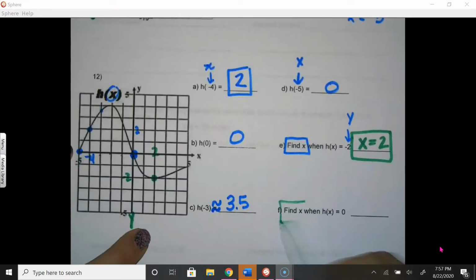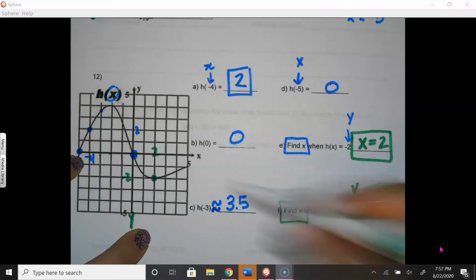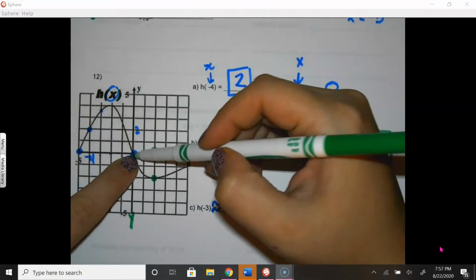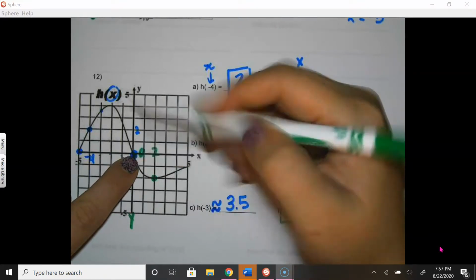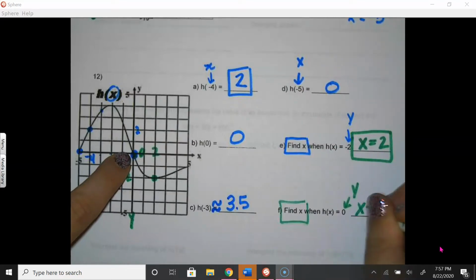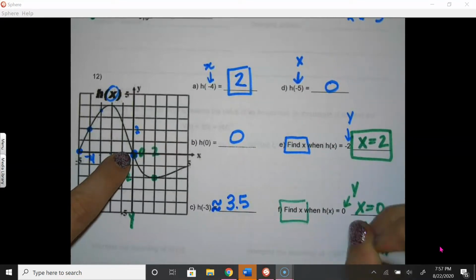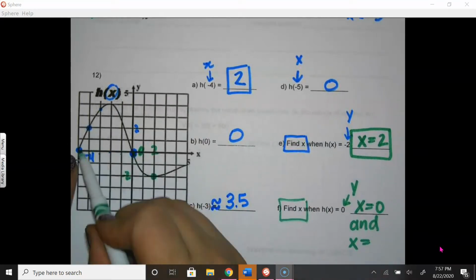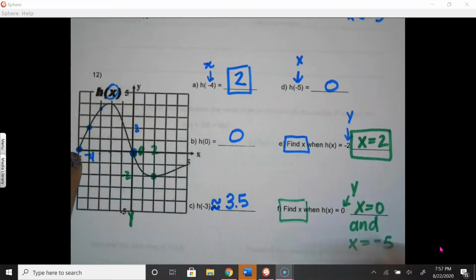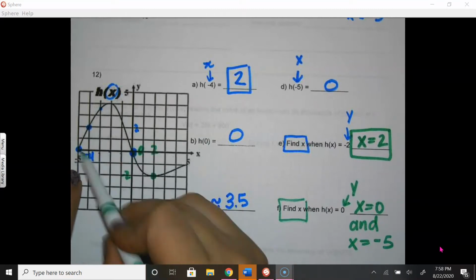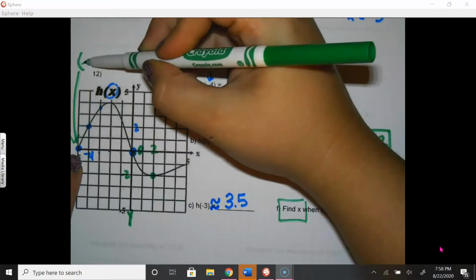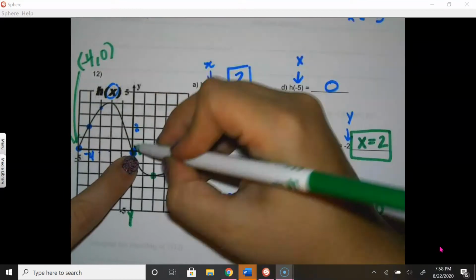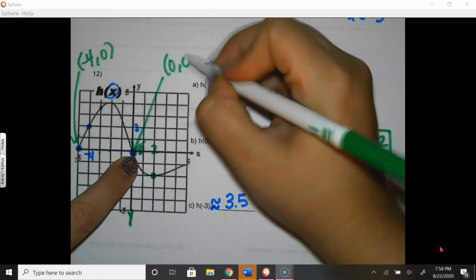Okay, then we're asked again to find x. So if we're finding x, this number has to be y. So I'm going to go to the y-axis. I'm going to go to 0, so right here. And I want to know all the x values that have a y of 0. So x equals 0. And right here, when x equals negative 5, both of these points have a y value of 0. So for instance, if I write the ordered pair for this point, it's at negative 4, 0. This ordered pair is at 0, 0.